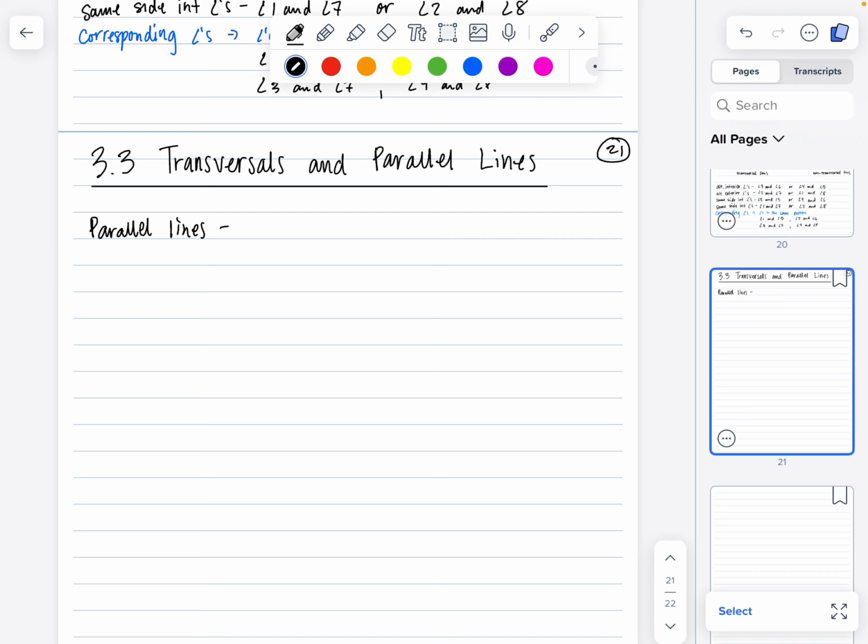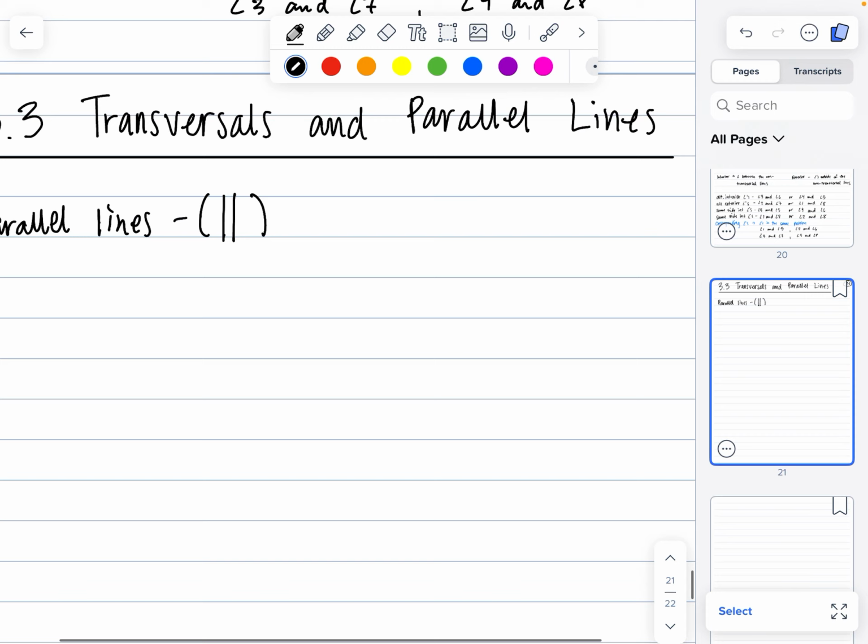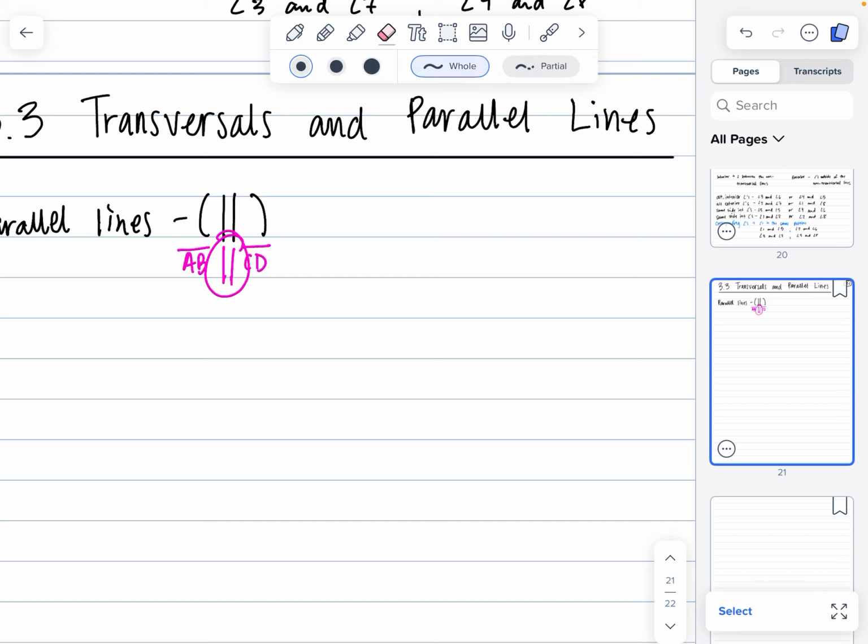Now, make sure you have this symbol down. I'm going to put this in parentheses. They are two vertical lines that look like they're parallel. So it's in parentheses, it is literally just this component of it, and that is used between segments. So if I, for instance, wrote AB is parallel to CD, this is the symbol for parallel. It's kind of like if you put perpendicular, right? It's a symbol stating that these two segments are parallel to each other.